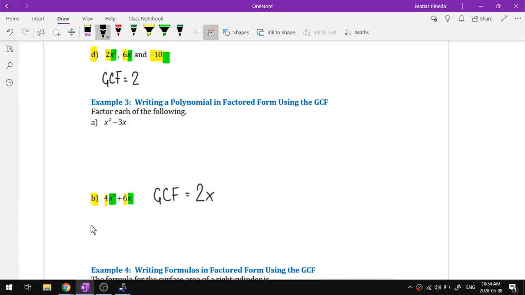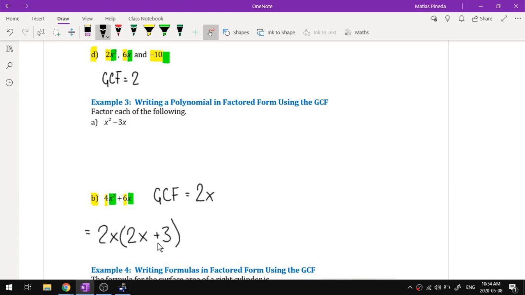Once we know what the greatest common factor is, we can factor out the GCF, 2x. And then in brackets, we're going to write down the remaining binomial. So if we remove a 2x from 4x squared, we're left with 2x. And if we remove a 2x from 6x, we're left with a positive 3. So this would be the polynomial in factored form.